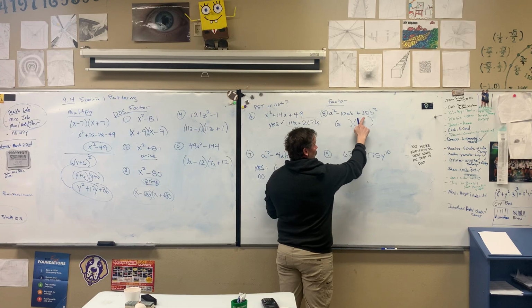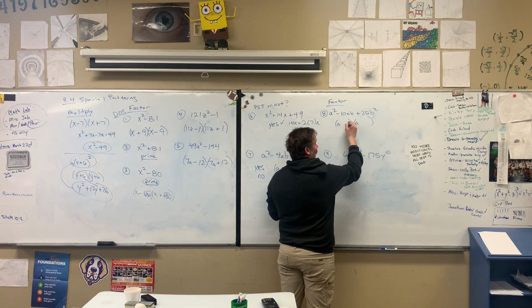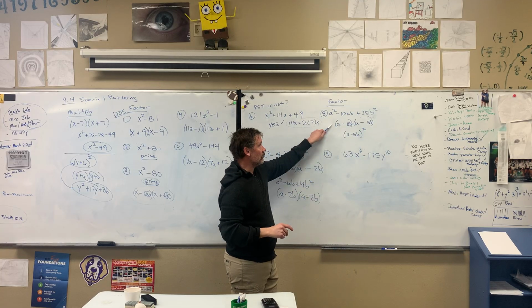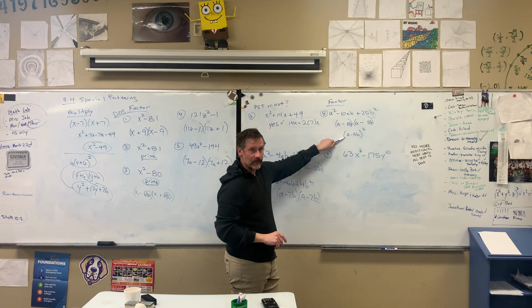But if you thought through it, what times what gives you a squared? a and a. What times what gives you 25b squared, right? So 5b and 5b. If this is negative, this is positive, it's going to be a negative and a negative. That's good enough. If you wanted to go a minus 5b quantity squared, that's fine too, okay? So either one of these would be acceptable to put for your answer, okay?